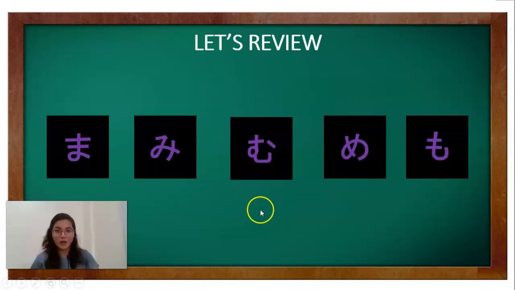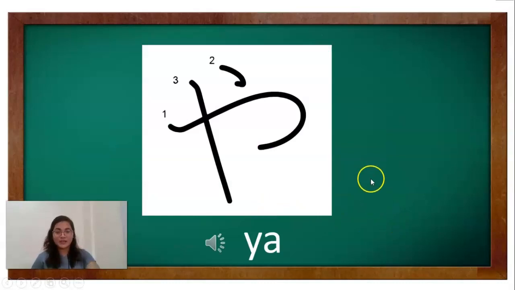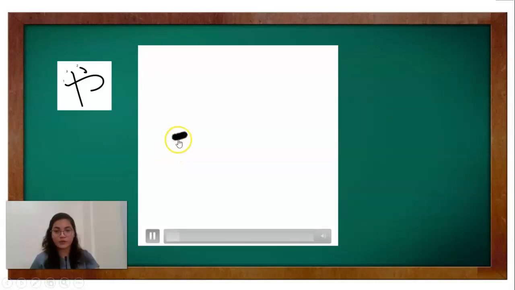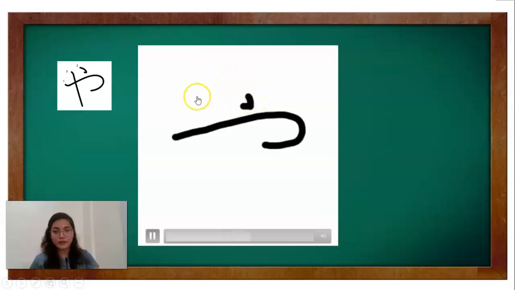Okay, good job. Next row is the ya row. This is ya. Ya has 3 strokes. 1, 2, and 3.